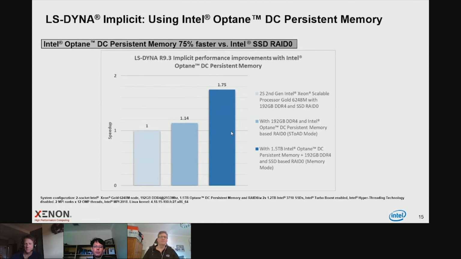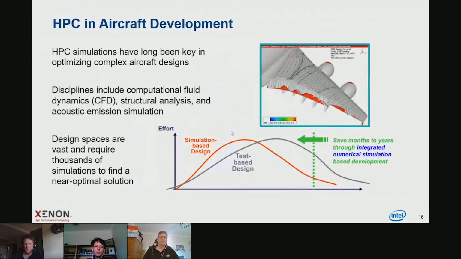The second example we want to show is OpenFOAM. OpenFOAM is a widely used computational fluid dynamics code that's been used for aircraft design for a really long time. And as you might appreciate, aircraft design takes a long time because it has to be designed very carefully. It has to be designed very well. And nowadays it's not just test-based, but a simulation-based process.